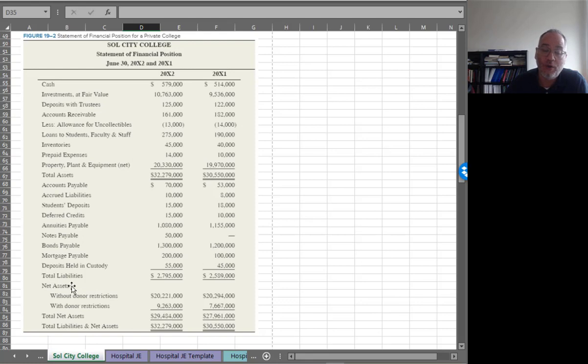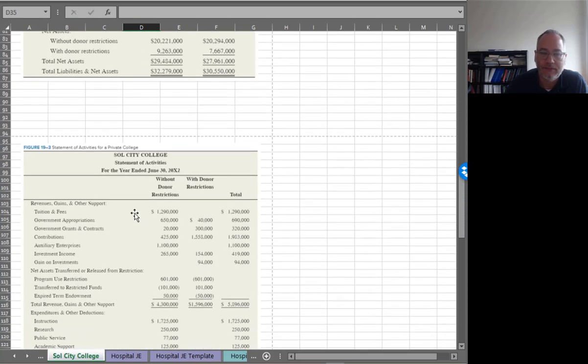Actually, I'm saying it in the wrong order. Without goes first because that's what you can use, and with means you kind of have to forget about that. With donor restriction, you would need to list in your notes what the donor restrictions are, as I think I mentioned before. So the notes would say which assets have donor restrictions on them, what the nature of those assets are, and what the nature of the restrictions are. I'm trying to figure out what they are. They're probably the investments at fair value.